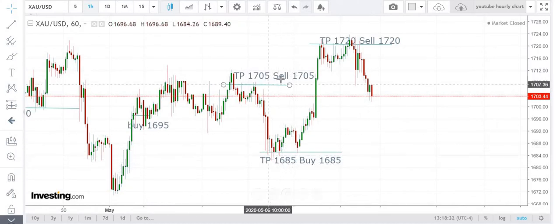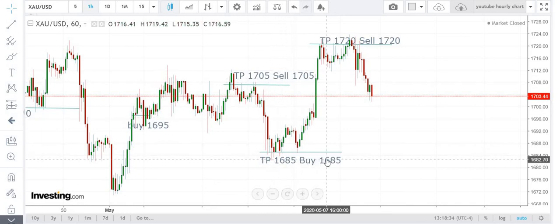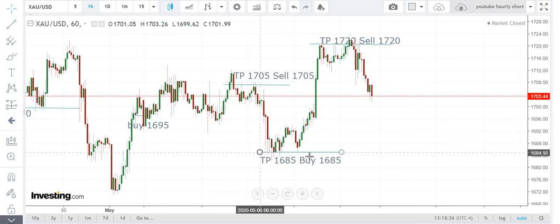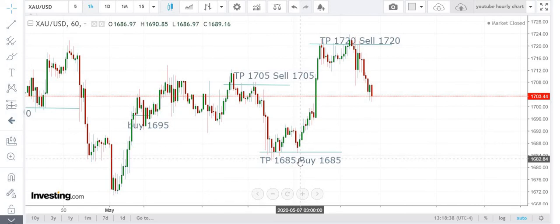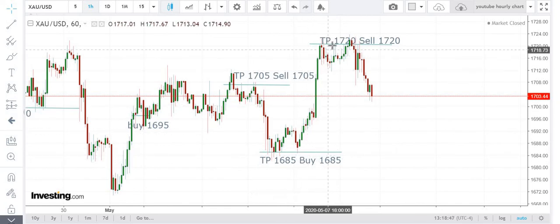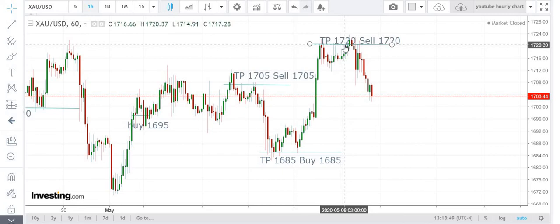After booking profit at 85 levels, we bought at 85 levels because we were having some signals regarding the bearish reversal. We bought at 1685. This happened on Thursday. Price went up and we booked profit at 1720 levels. Now you see, when the market is going down, we are making money. Market is moving up, we are making money.